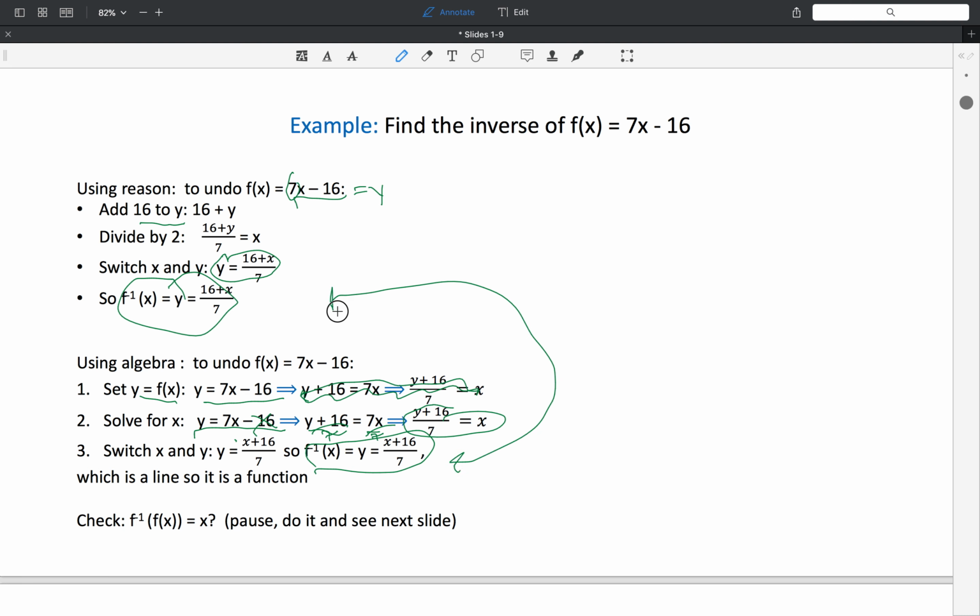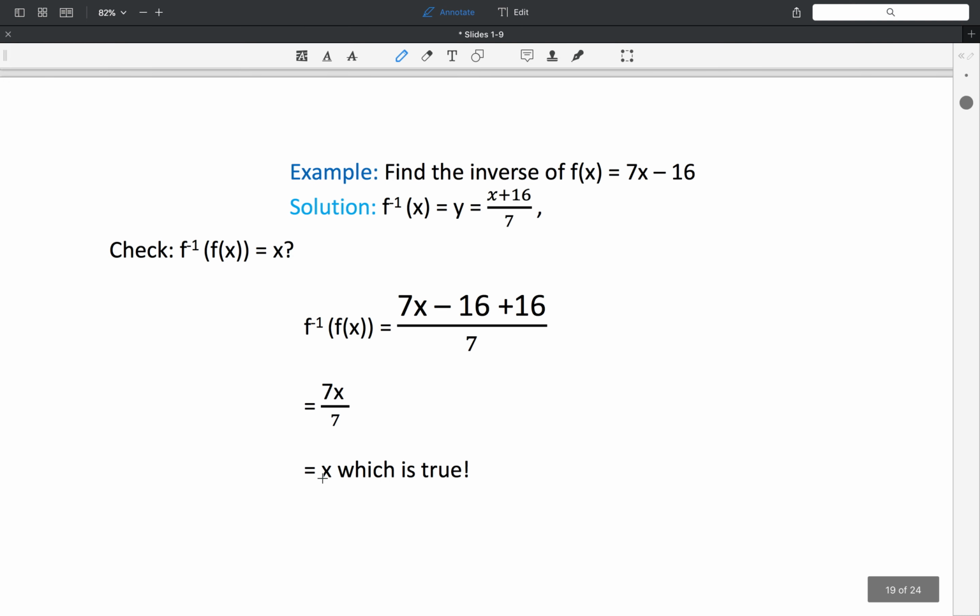They're equal. So I think I did it right, but there's one more way to check. I'm going to see if I do that, and if I get back x. Remember, the inverse and f undo each other, so if I plug in x, take f, then undo it, I should get back to x. So I want you to do the algebra, and then see me at the next slide.